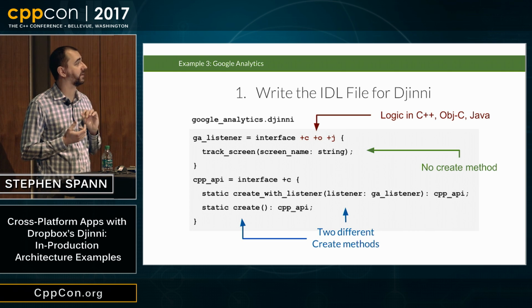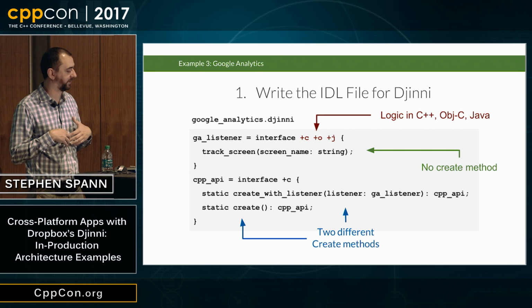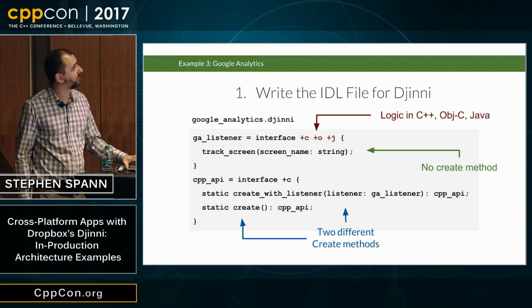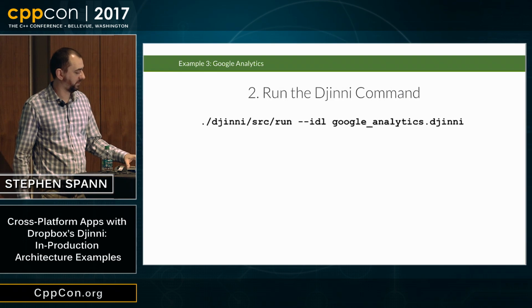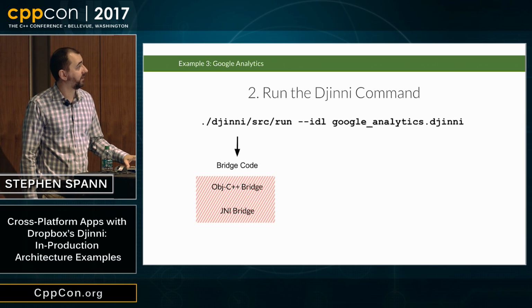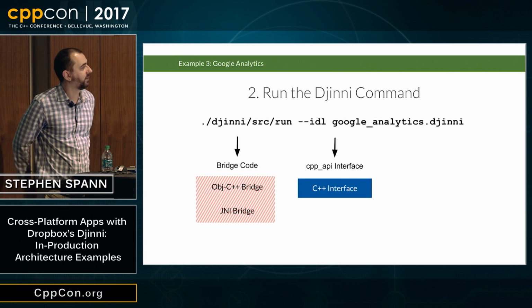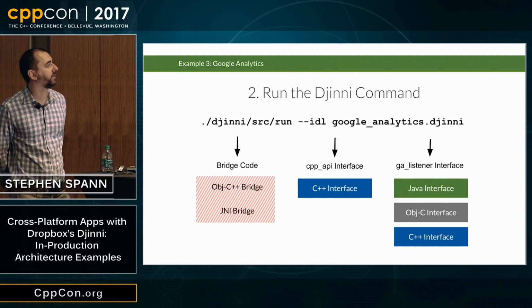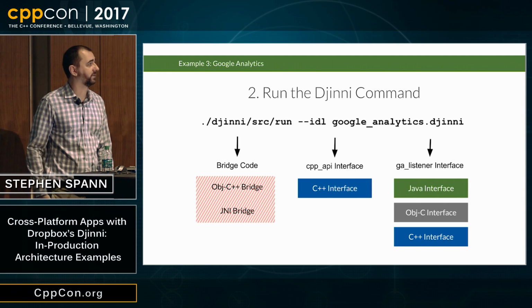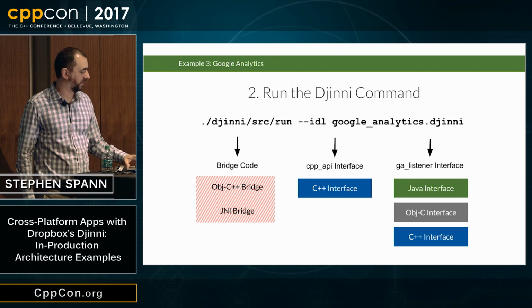The top one would be for iPhone, Android, and whatnot. The bottom one would be Apple TV, which is going to default to C++. Run our command, similar to last time. So bridge code, never look at it again. C++ interface that we implement. And then finally, for our listeners, we have three different listeners, all of which have the track screen method that we have to implement on each platform.